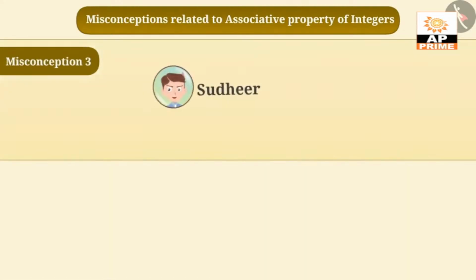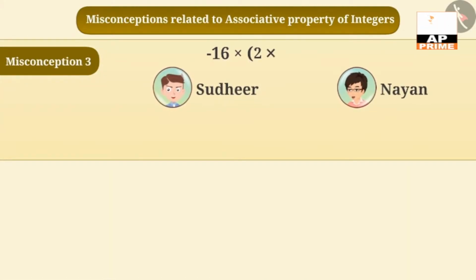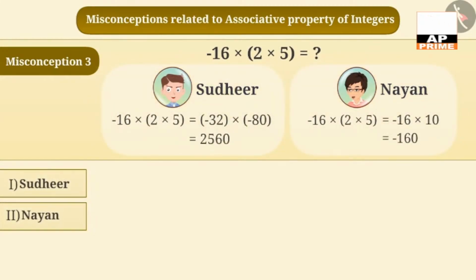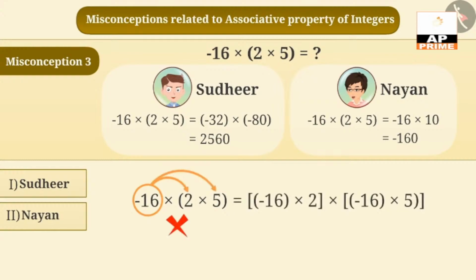Misconception 3. Sudhir and Nayan are solving the expression minus 16 multiplied by 2 multiplied by 5. They solved it in the following way. Find out who is correct. Sometimes, students multiply the numbers inside the bracket with the number outside it. This is an incorrect understanding.